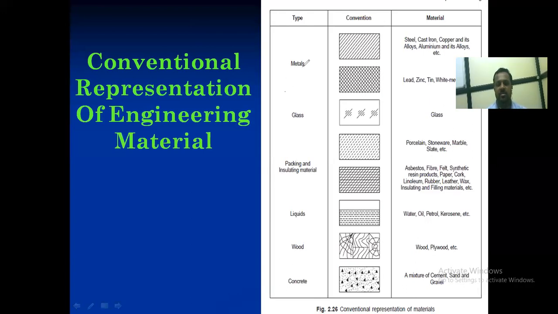Simple. Metal, and that metal is again classified into different types. Then glass, it is also an engineering material. Then packing and insulating material, and inside this there are different types of materials present. Then wood, concrete, liquid. These are the basic engineering materials. Then how we have to represent that engineering material in the conventional manner.